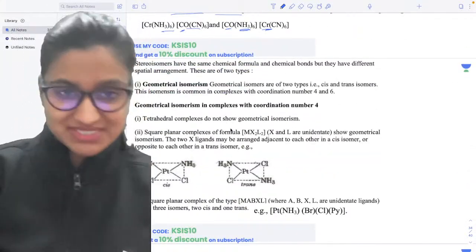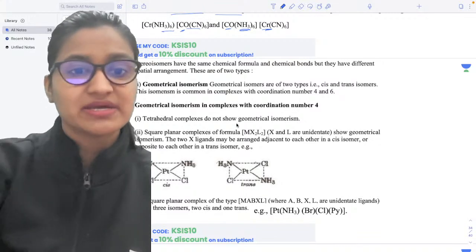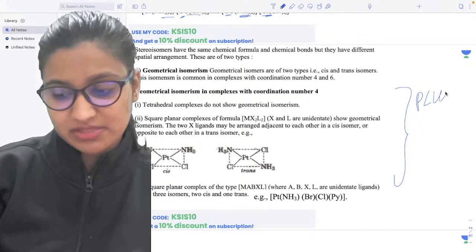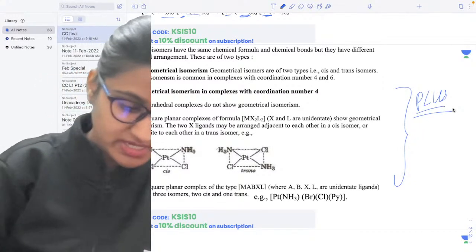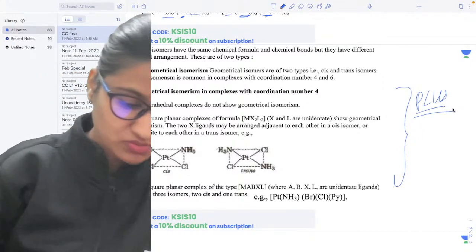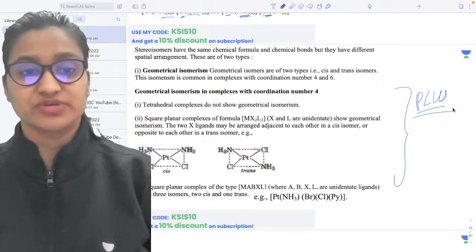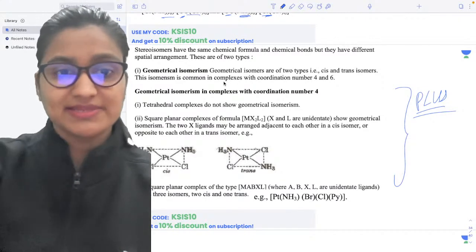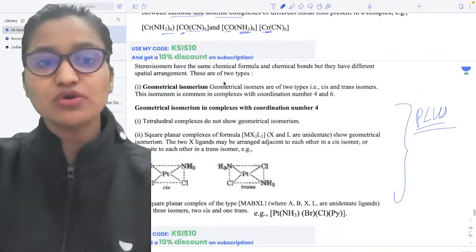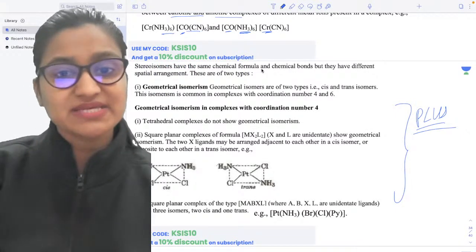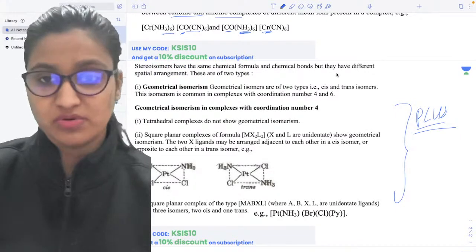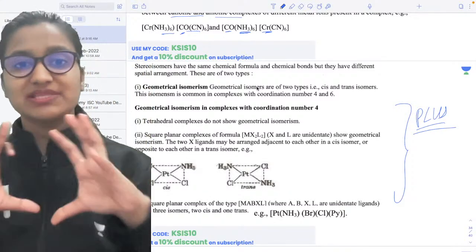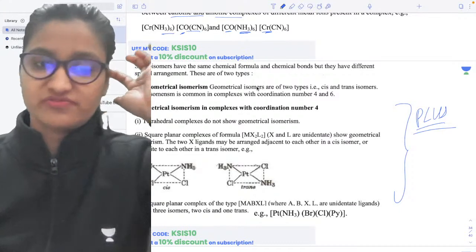Geometrical isomerism, cis trans आपको पता ही है, right? And the basic thing, this we will discuss only in the plus sessions, ठीक है? So let's look at stereoisomers. They have the same chemical formula and chemical bonds, but they have different spatial arrangement, right? कि जो ligands का arrangement होता है वो different होता है.